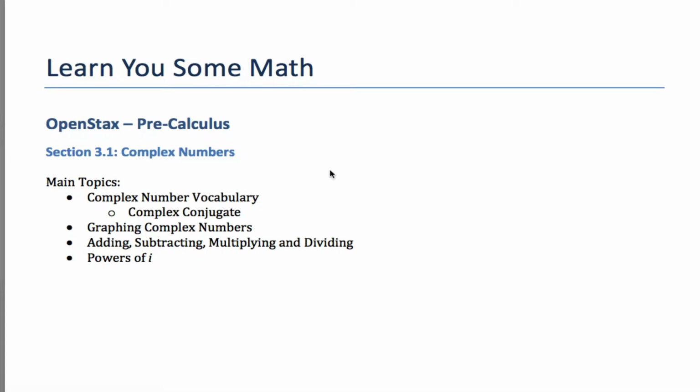All right, here is the full summary for section 3.1 where we learn about complex numbers. This is from OpenStax PreCalculus. So, complex numbers arise out of a need to take the square root of negative numbers.